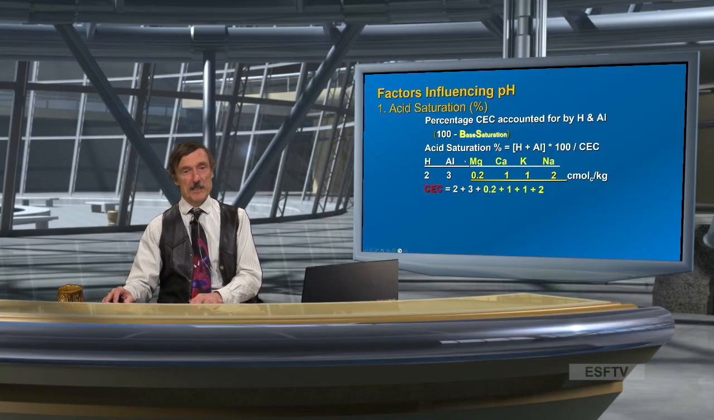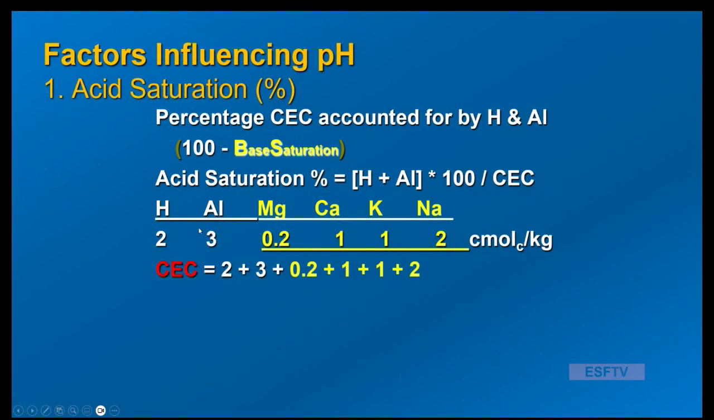So let's look at the CEC. Remember, CEC is the sum of total cations adsorbed. So here we add them up. There's 2 hydrogen, 3 centimoles of aluminum, 0.2 magnesium, 1 of K, 1 of calcium, 2 for sodium. The CEC, by definition, as we learned last week, is the sum of exchangeable cations. Voila, we add that up: 2 and 3 are 5, 5.2, 6.2, 7.2, 9.2. So the CEC for these lab data is 9.2 centimoles of charge per kilogram. You're familiar with this, centimoles of charge per kilogram, that's our SI unit.